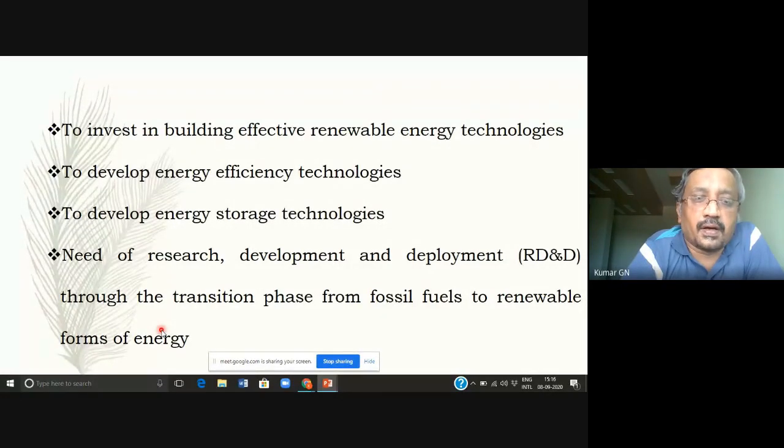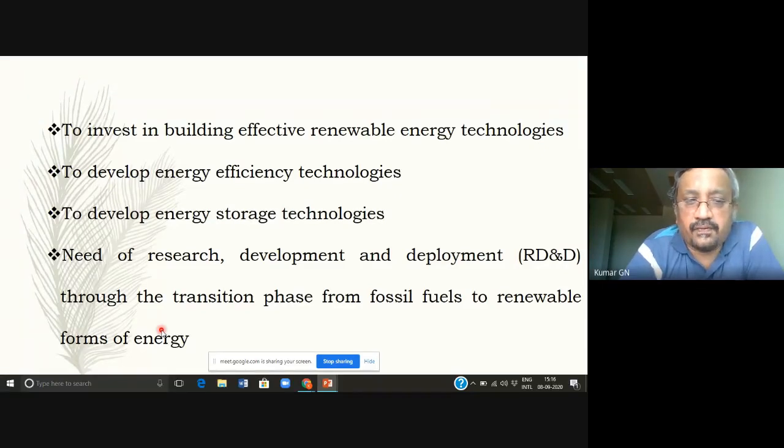Right. Develop energy storage technologies, because, for example, you take solar energy or wind energy, the energy is produced, and we have to store it and utilize it whenever it is required. So the storage system is also a very important thing.